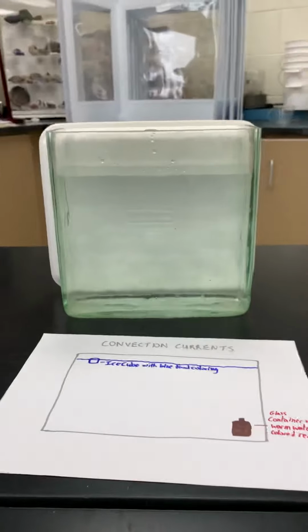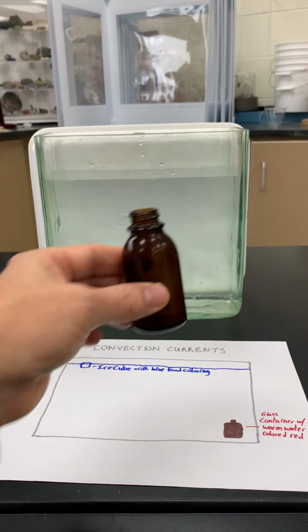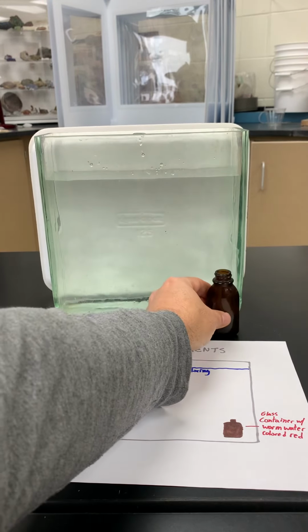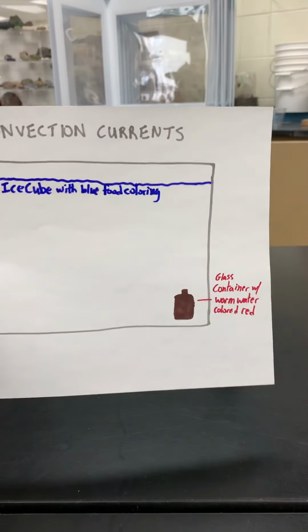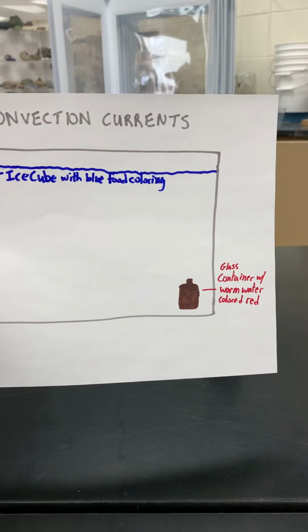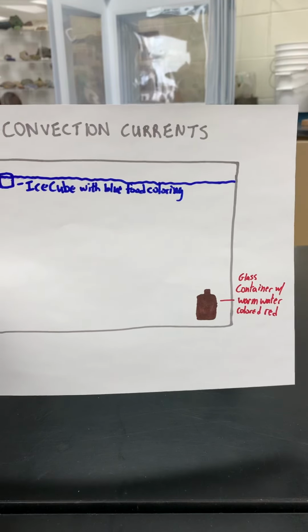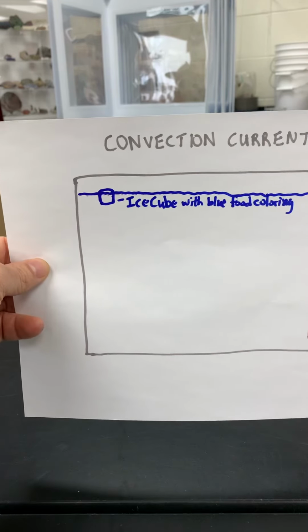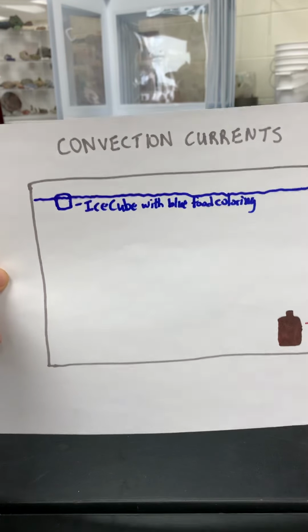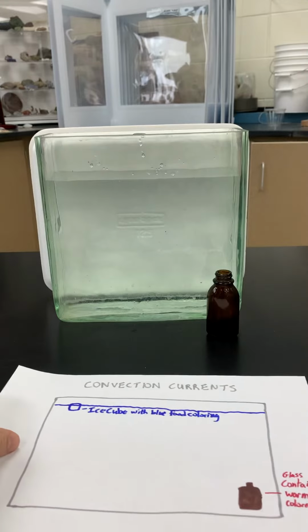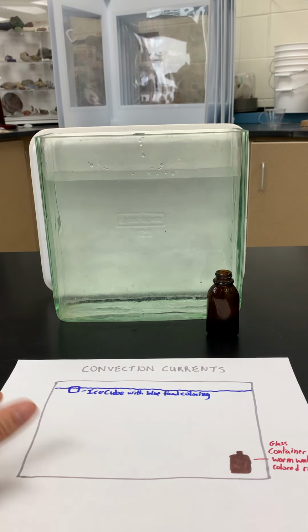And so I'm going to actually put some red water into this container, on this side, okay? And so that's why you're gonna draw that on the bottom. You wanna label that that's a glass container with warm water and red food coloring. Again, on the other side, you're gonna draw a picture that shows an ice cube that's blue. I would use your color pencils to do this. And then we're gonna watch and see what happens.